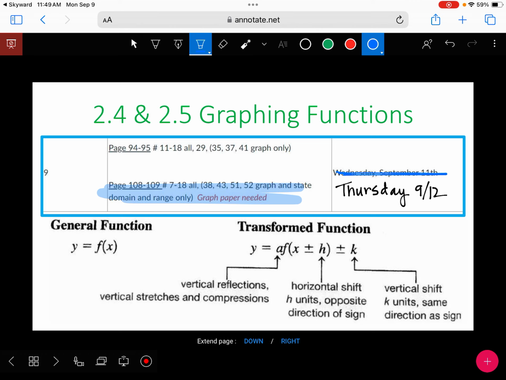The test has been moved to Monday. And we're graphing the rest of this week. That's all we're gonna do is graphing. If you don't have graph paper, I'm gonna share it until I run out. And once I run out, it's over, okay?